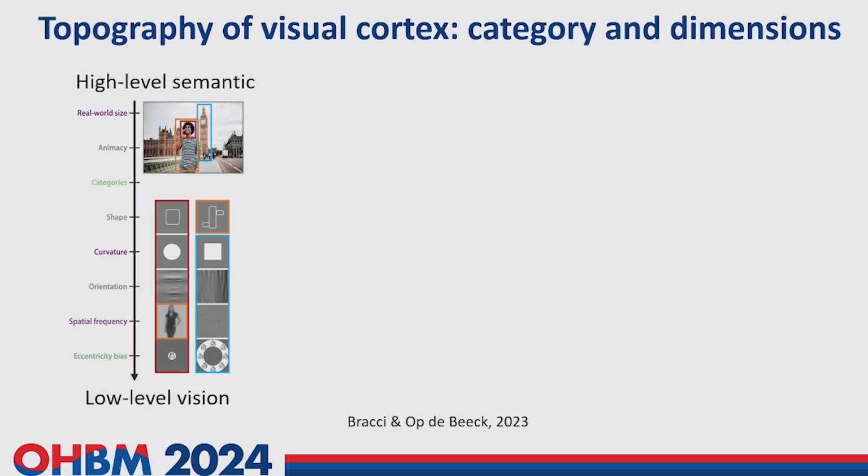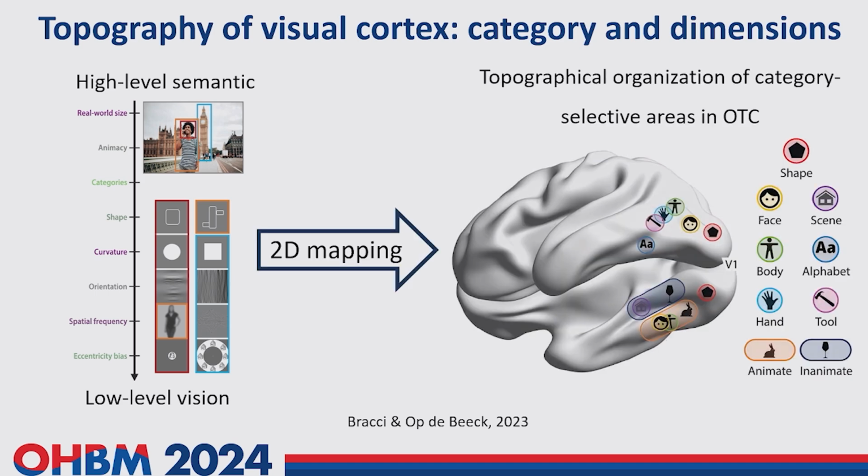Well, different proposals have stressed the role of different dimensions, and these dimensions span the entire continuum from low-level principles such as eccentricity to shape to higher-level semantic dimensions like animacy and reward size. And the combinations of these dimensions lead to the emergence of classic category-selective patterns. And with category selectivity, I mean that specific areas are selected for specific categories of objects, such as faces, tools, body parts, and so on.